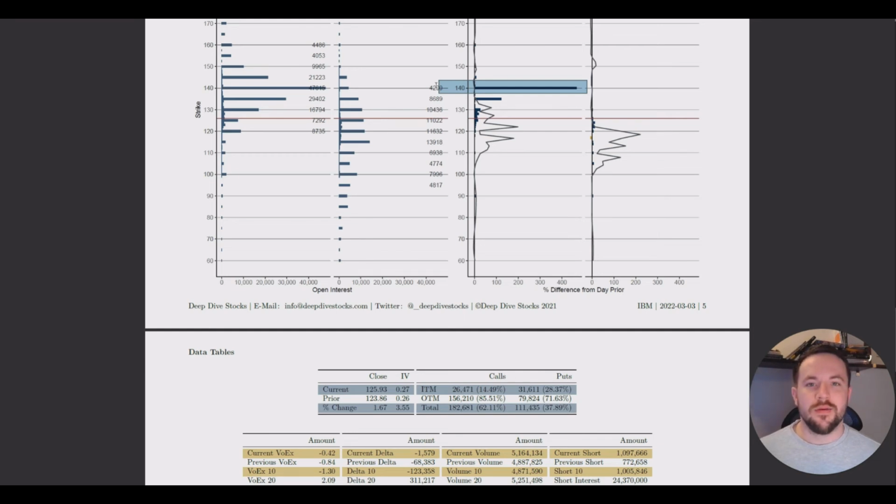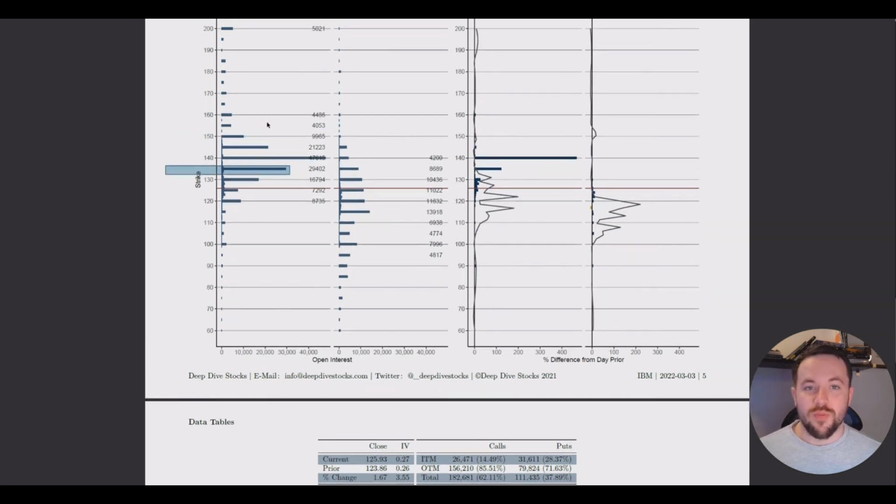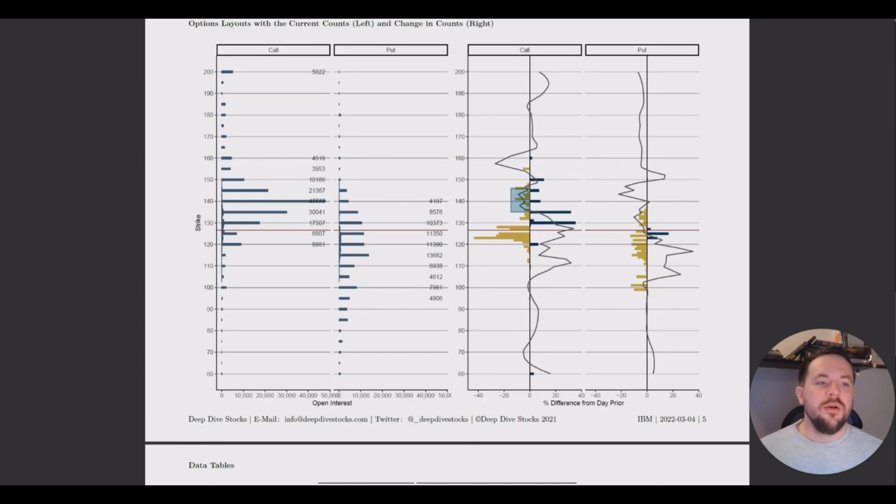So we have this competing ideology on what IBM is going to do, because we have a significant portion of calls at 140 that are dealer short, and a healthy portion of calls at about 135 that are dealer long. So we move back to today.